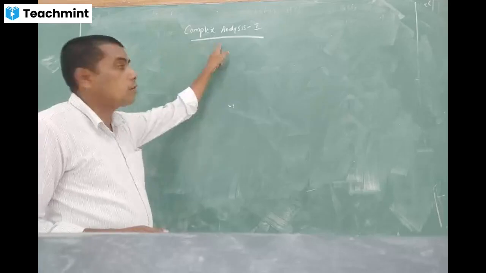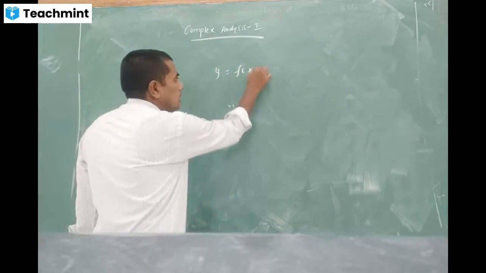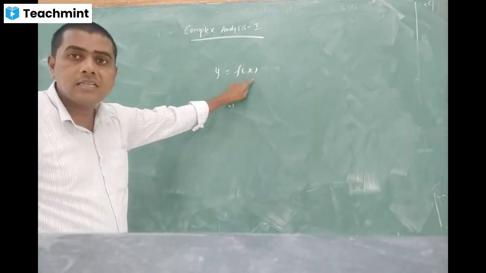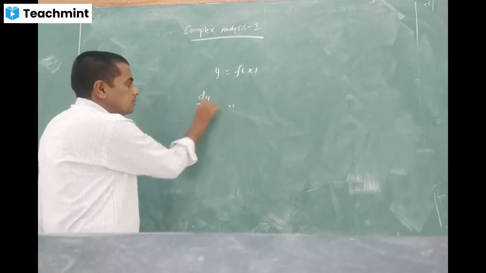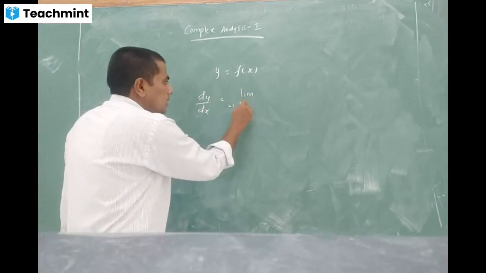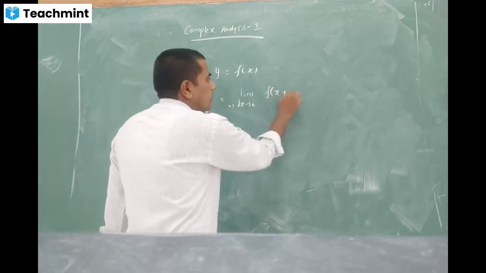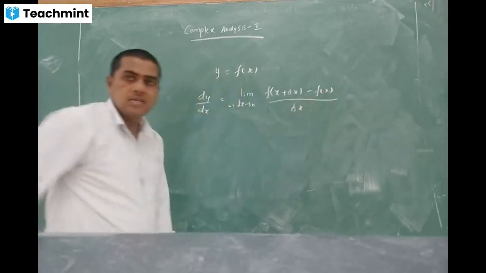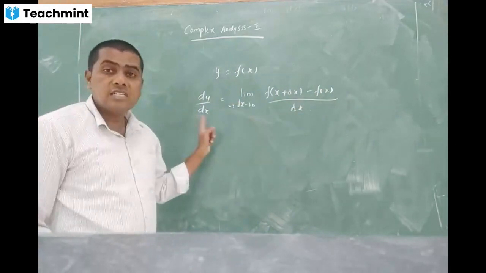Now, with respect to complex analysis, the general definition of differentiability is for a real function, I'm telling, not for a complex number. Is it clear? A real function means y is equal to f of x. Here we have only a single independent variable. With respect to this, I am writing the definition of differentiability, that is dy by dx is equal to limit delta x tends to 0, f of x plus delta x minus f of x divided by delta x. So actually this is the general mathematical definition for differentiability.